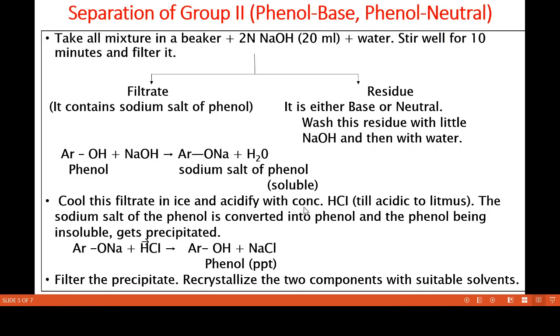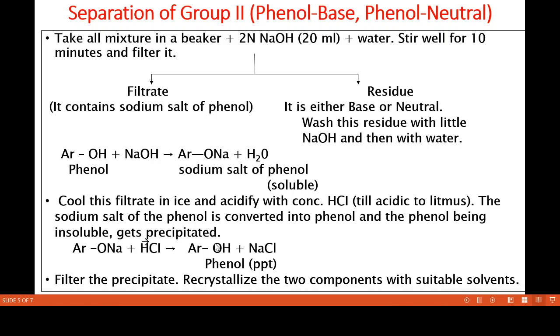How much HCl is added to this filtrate, student? Till it is acidic to the litmus. Means we check the pH of that solution. It must be acidic. Okay. The sodium salt, when we add HCl, so what happened? What reaction happens here, student? This is a sodium salt of phenol. Okay. We add concentrated HCl. So this Na forms NaCl and this H gets attached to this side. So we get a phenol precipitate and NaCl is given out. Okay. So this PPT is obtained.